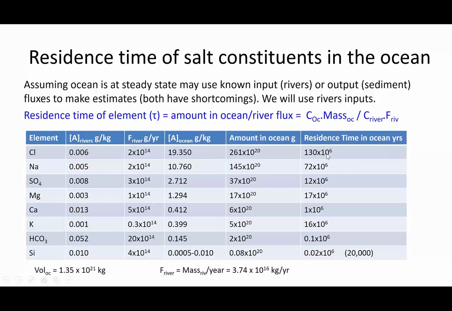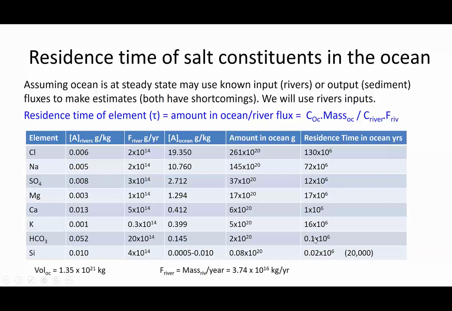So for chlorine, 130 times 10 to the 6 years. So 130 million years is the average time a chlorine ion spends in the ocean. It's slightly smaller for these other salts, but you can see they're all really quite significant. The smallest here above this line range between 1 and 130 million years.